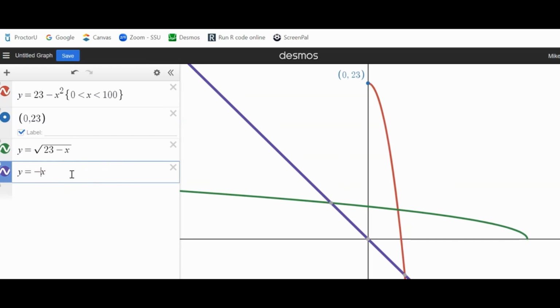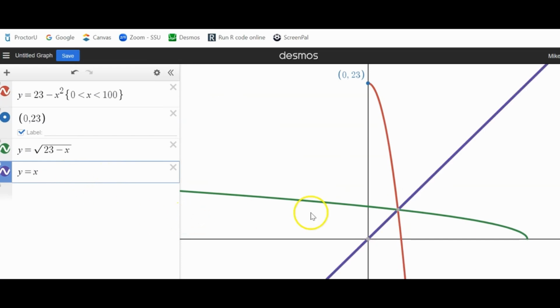Also, one more thing: if we put in the line y equals x, we can see that they appear to be reflections of one another over this line y equals x.